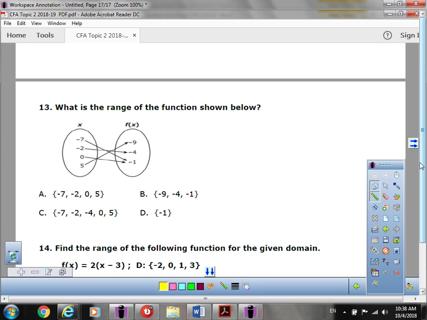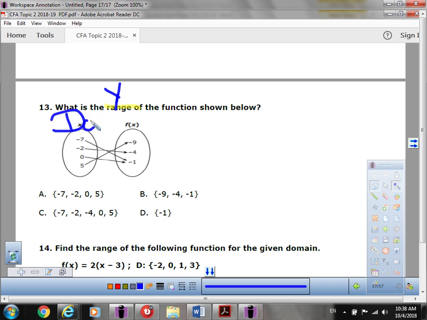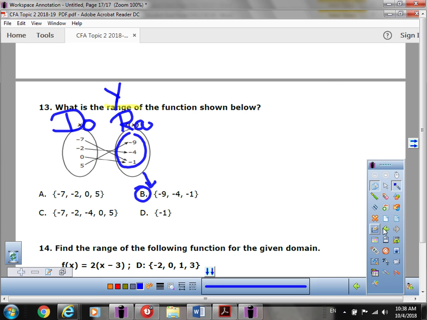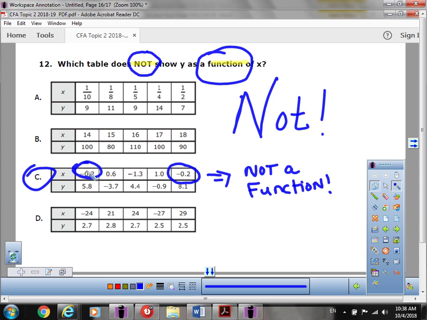Number 13, what is the range? Range is your Y values. Remember Dora? I showed you that the easiest way to remember this is put the name Dora. It's an easy way to remember this is domain, this is your range. And they wanted raw, which is range. They wanted these values right here. And the one that has those values is B. That was the correct answer. What was number 12? 12 we said was C, because it was the one that had the repeated x values, and they wanted the one that was not a function.